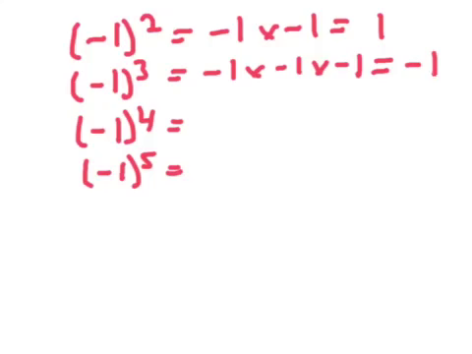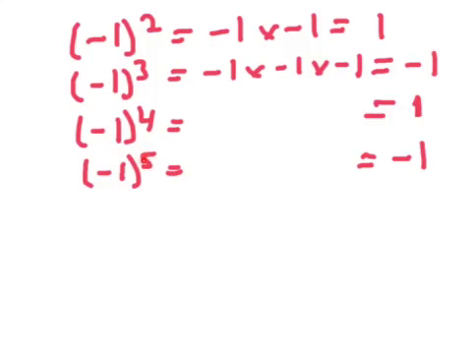Negative 1 to the power of 4. Well, I'm not going to write it out in full because I know that a negative number raised to an even power is going to be positive. And I know that basically 1 to the power of 4 is equal to positive 1, isn't it? So we can write it just as 1. And negative 1 raised to the power of 5, that's going to equal negative 1, because I am raising a negative number to an odd power, so my answer is going to be negative.